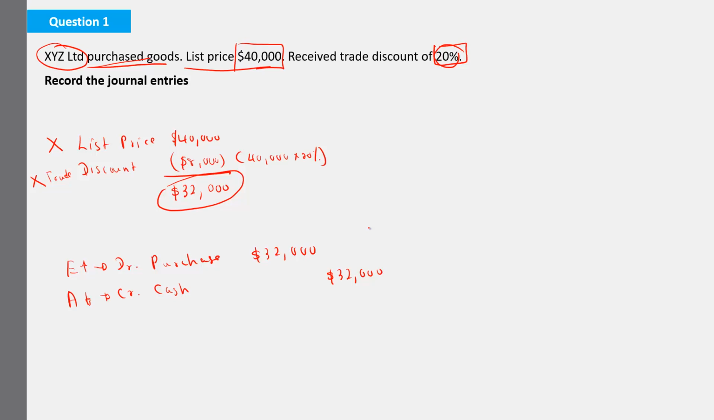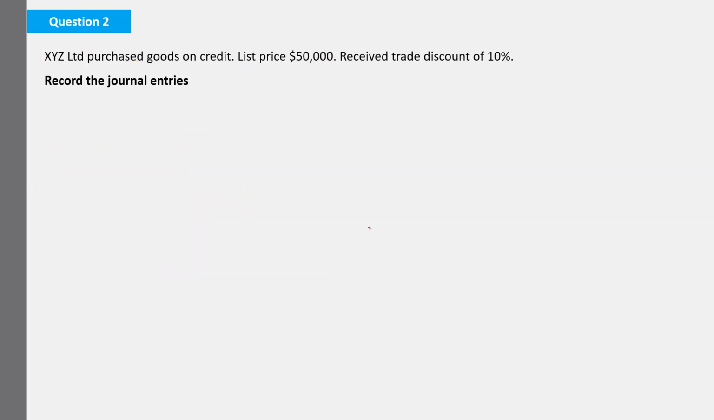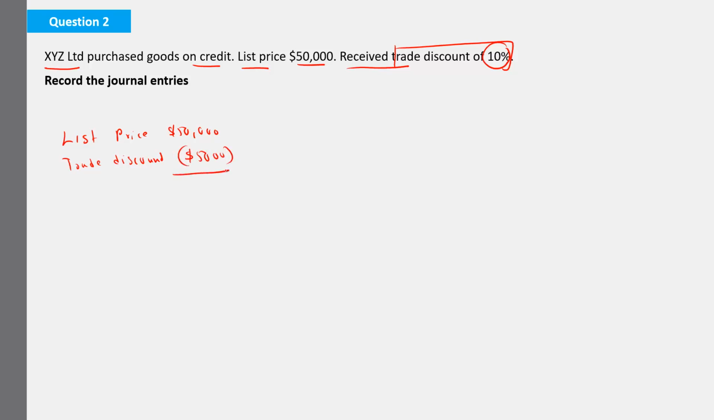So for y'all to get a better understanding of this, let's do another question. XYZ purchases goods on credit. This time we are purchasing goods on credit. The list price is how much? 50,000, and received a trade discount of how much? 10%. So our list price is how much? It is 50,000. Out of that I am getting a trade discount. How much is the trade discount that we are getting? It is 10%. 10% means 5,000 reduction. So how much is the amount that I will have to pay after the discount that I received? It is 45,000 US dollars.